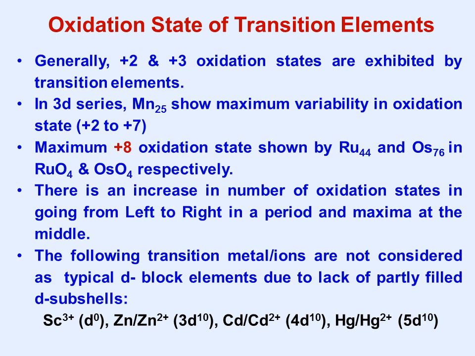Another general trend is that there is an increase in the number of oxidation states going from left to right in a period, and it attains a maximum in the middle section of the period. For example, in the 3d series, when we move from scandium to manganese, we get the maximum at manganese. Therefore, manganese shows maximum variability in its oxidation state.